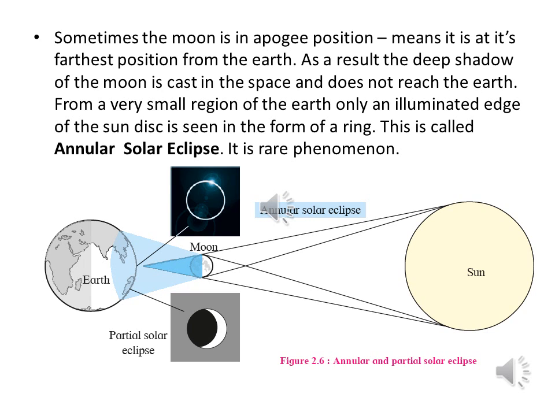Figure 2.6 representing annular and partial solar eclipse.